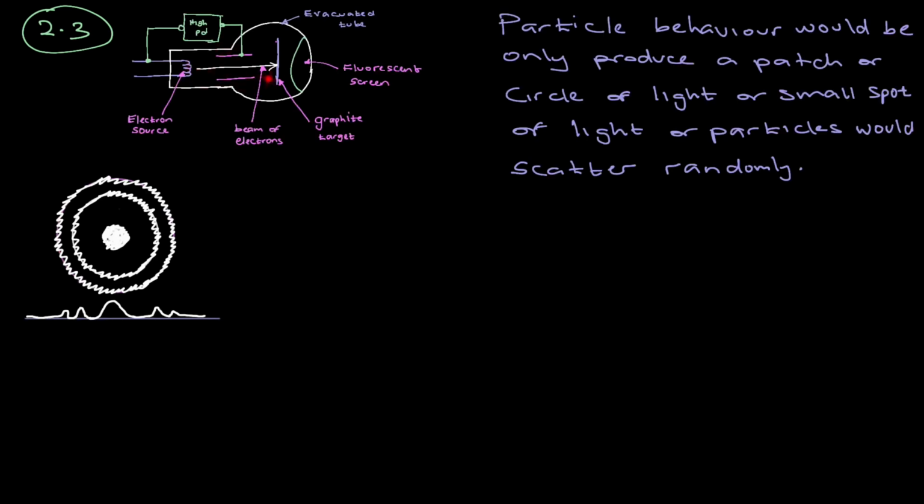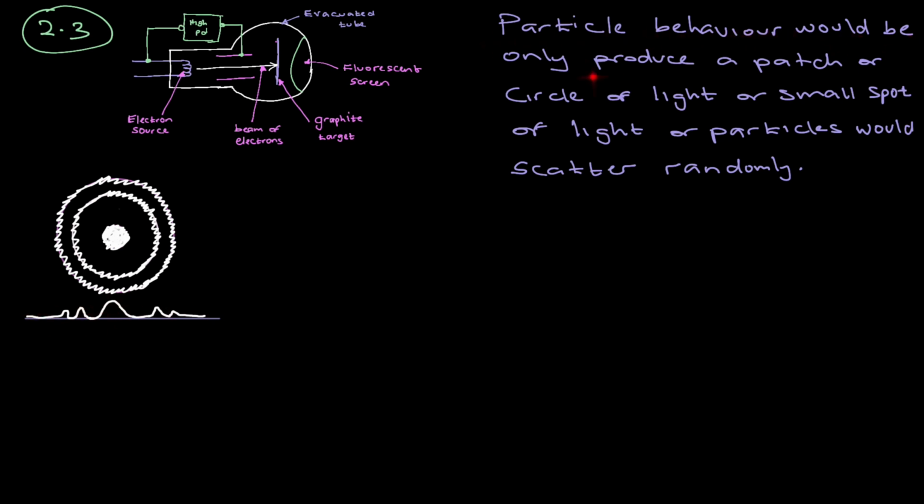Question 2.3. Explain how the pattern produced on the screen supports the idea that the electron beam is behaving as a wave rather than as a stream of particles. So here is the electron diffraction tube, and this is the pattern that it produces. So this is the bright spot here, dark spot, bright spot, and bright spot. So that's the first one, and then second and third. And so this is symmetrical here.